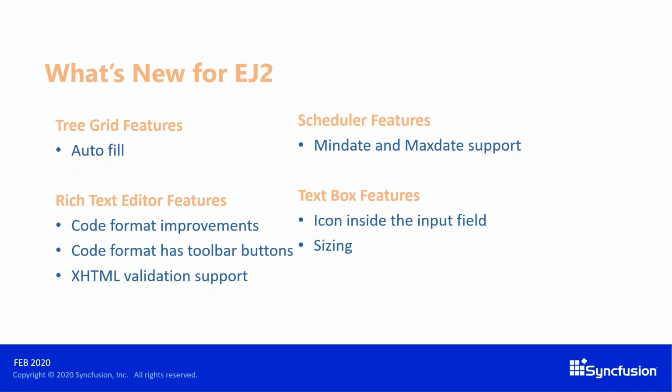So the other set of features I'd like to talk about is from the tree grid, which now supports autofill whenever you type. And the scheduler has support for minimum and maximum dates. The rich text editor has improvements on code formats. So if you have any code format, then we have covered it all. It even now supports XHTML version. So let's see a demo on this.